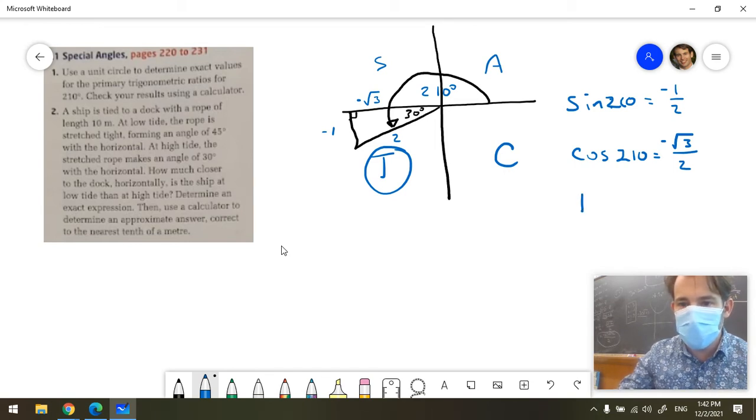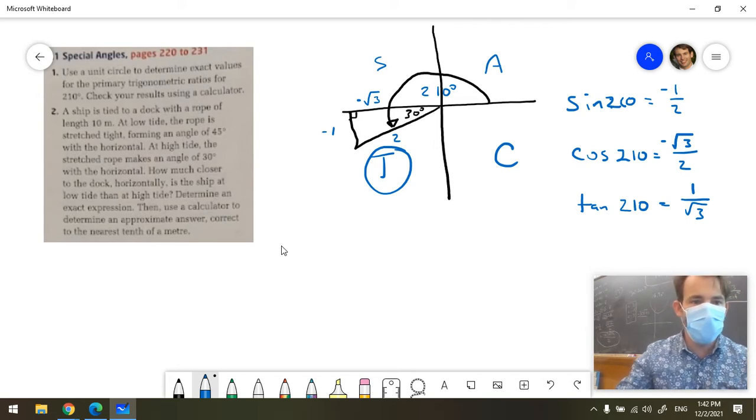And then the last one, tangent 210. Now I could write it as opposite over adjacent, negative 1 over negative root 3. Oh, sorry, that's also not right. Negative 1 over negative root 3. But why would I do that? Why wouldn't I just write it as positive? Because the CAST rule tells me that this angle has a positive tangent. So that's 1 over root 3. There we go. So that's question number 1 answered.